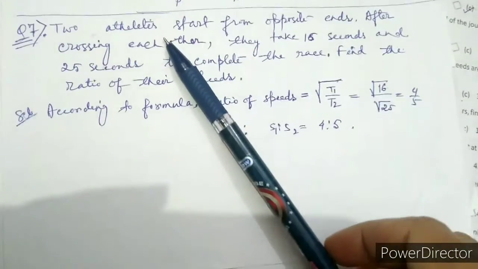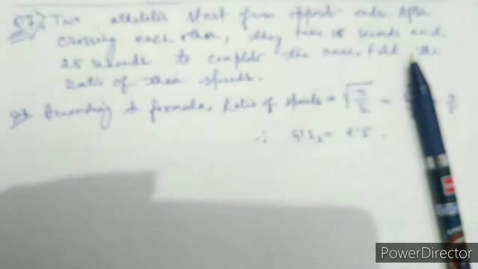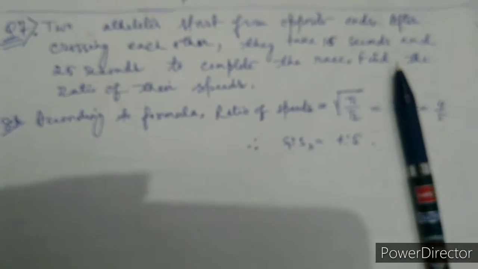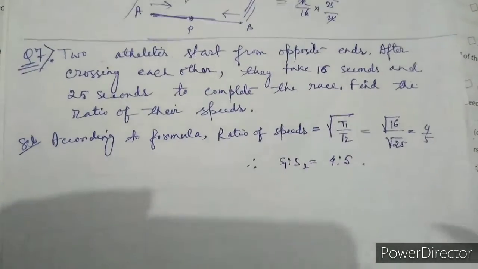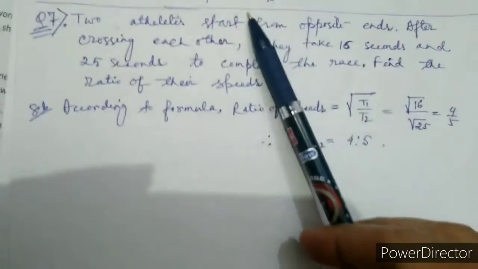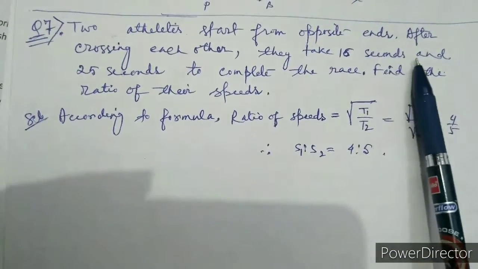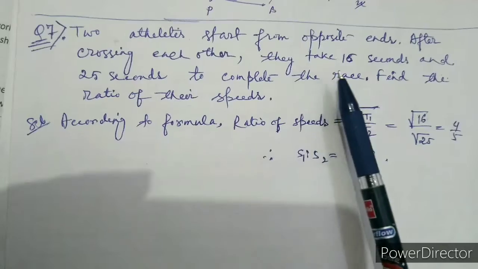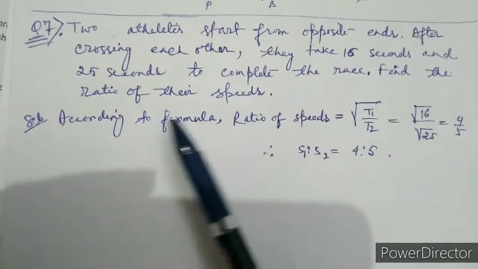Now let me come to question number 7. Question number 7 is: two athletes start from opposite ends. After crossing each other, they take 16 seconds and 25 seconds to complete the race. Find the ratio of their speeds.